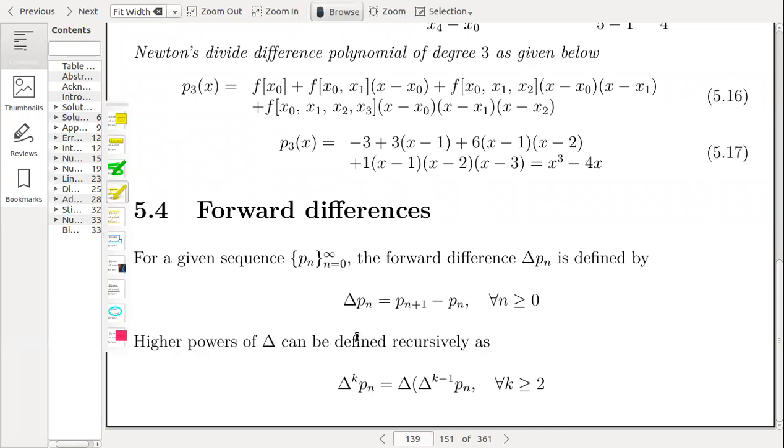So if we apply the forward difference up to k times, we will have delta k Pn is equal to delta into delta k minus 1 Pn for all k greater than or equal to 2. If you take a value of k less than 2, for example k equal to 1, then 1 minus 1 will be equal to 0, and delta power 0 is considered to be 1. So that's why we should keep in mind that k must be greater than or equal to 2.